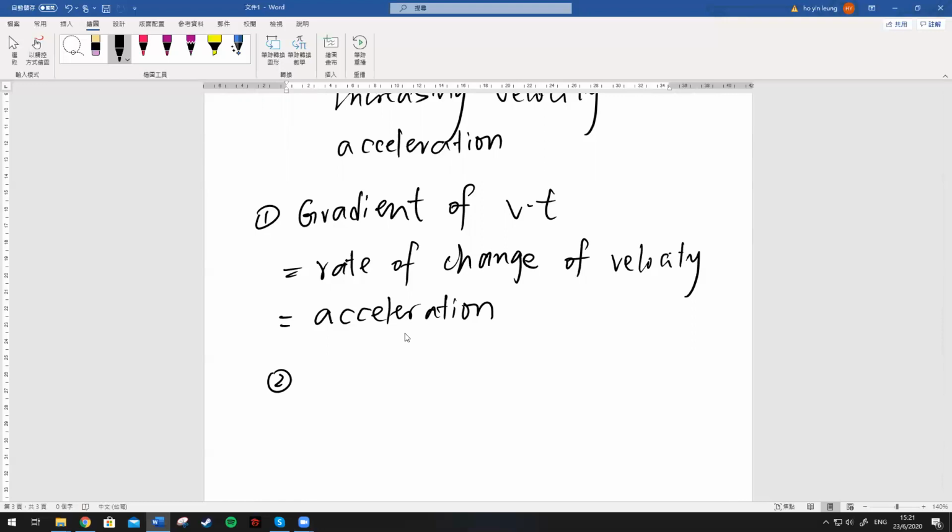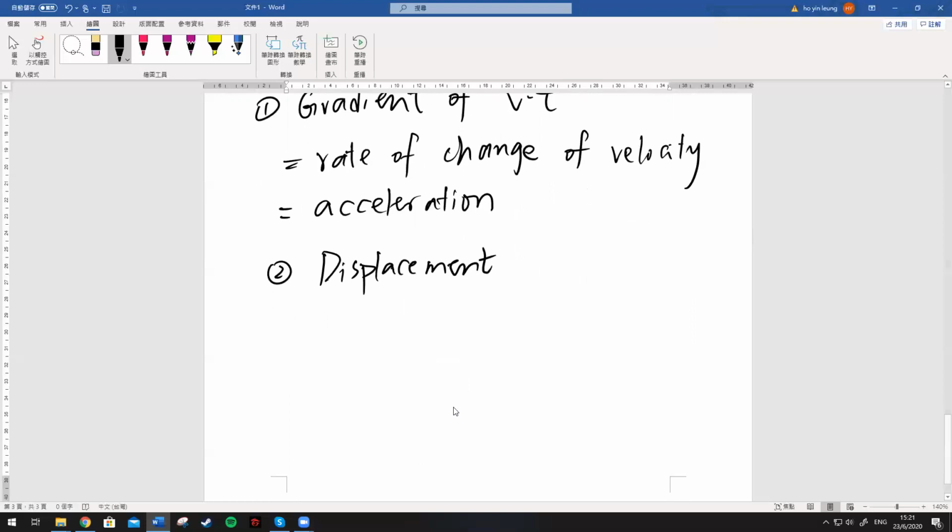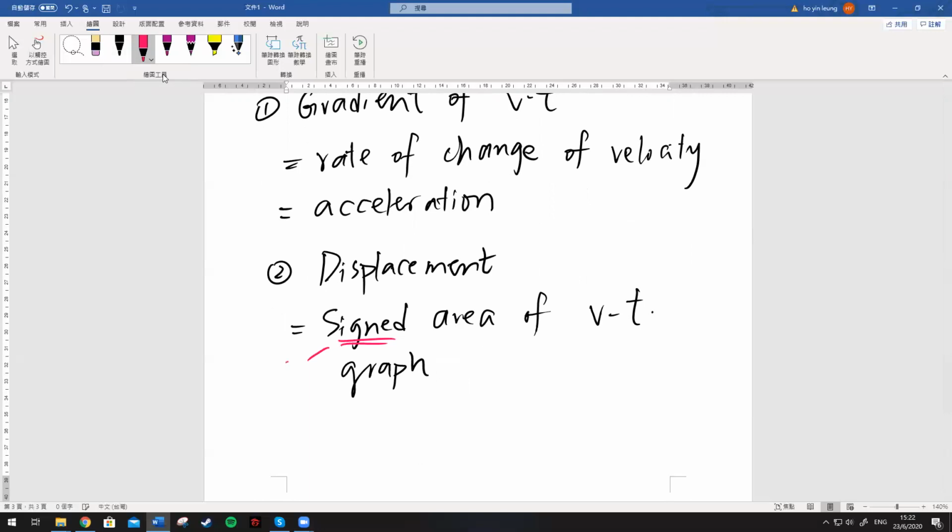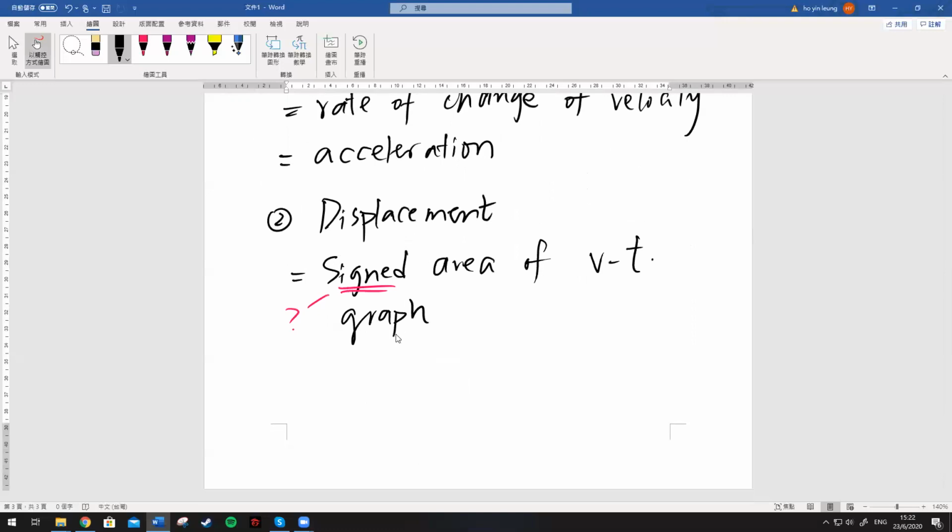So this gradient gives us the acceleration, and how do we recover the displacement? For displacement, I have to be extra careful: it is the signed area of the VT graph. You understand area and the VT graph, but you don't know what is meant by signed. So what does it mean by signed?